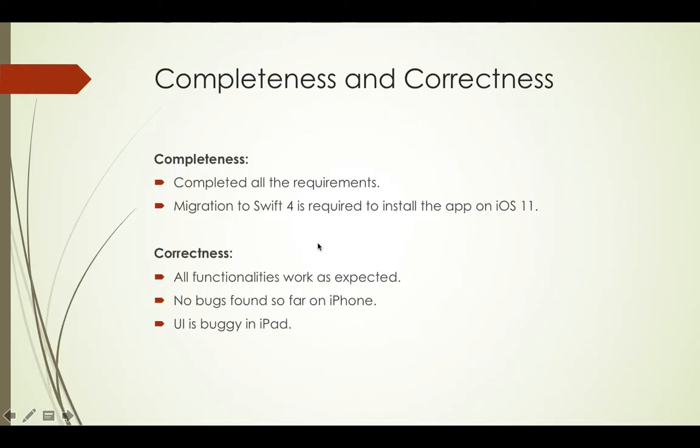In this part, I will evaluate my project for completeness and correctness. For completeness, I satisfy the requirements that I described on the very first slide. The problem is that I use Swift 2, so we cannot install the app on a device that has the latest version of iOS, which is iOS 11. So I have to migrate to Swift 3.4 if I want to launch in the App Store.